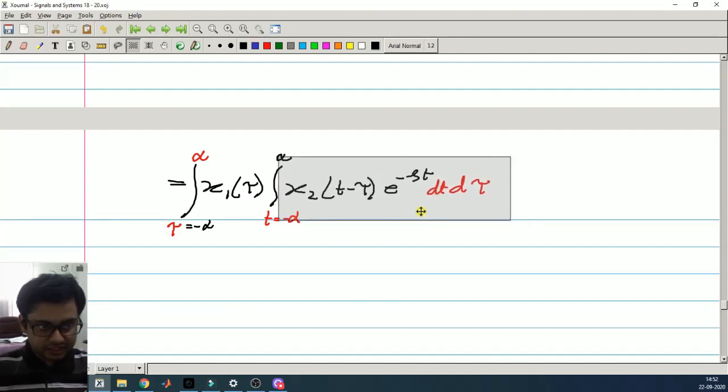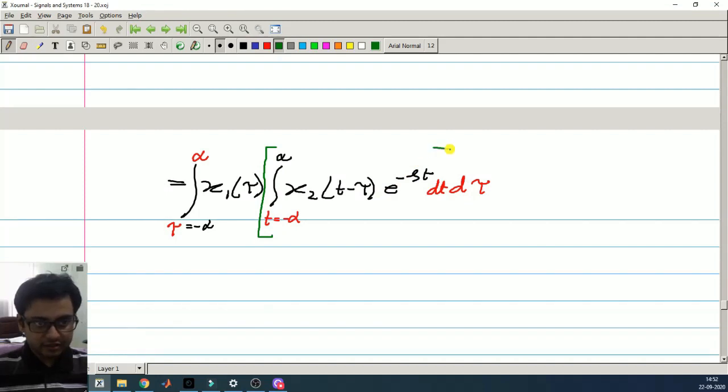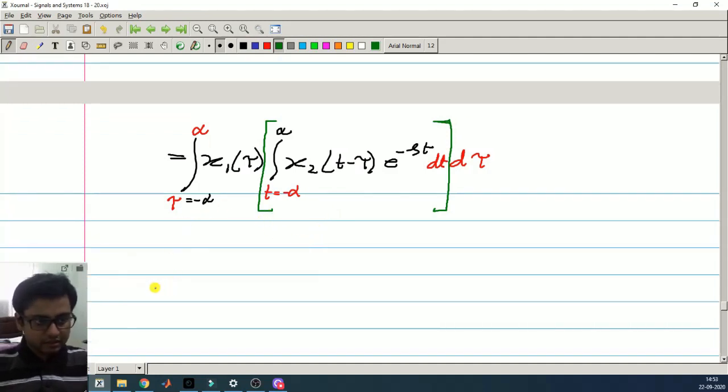Like this. And then let me put, say, a bracket here. Okay, and then for this inner integration, let me substitute t minus tau equal to say p.